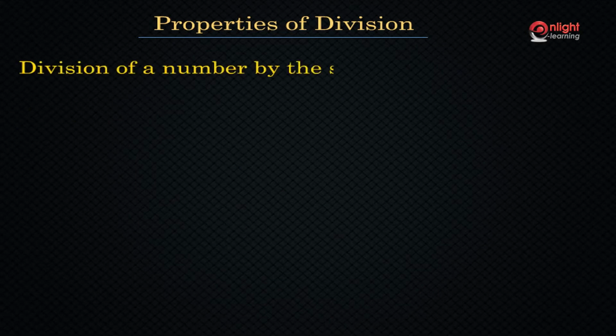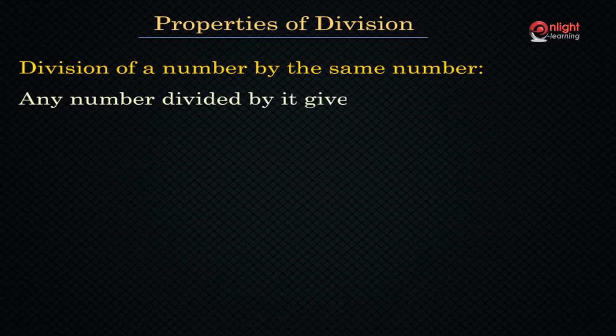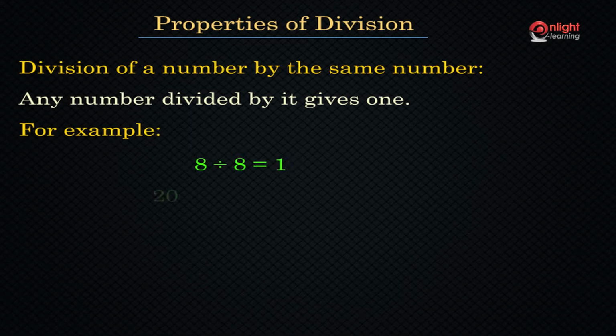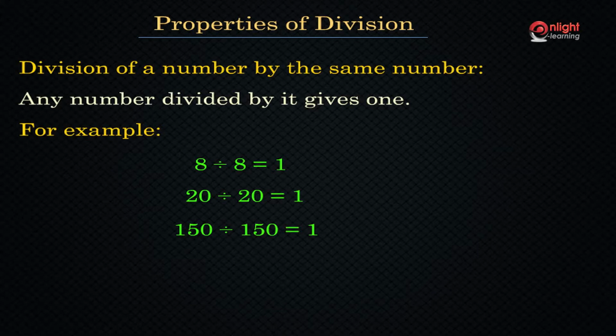Division of a number by the same number. Any number divided by itself gives 1. For example, 8 ÷ 8 = 1. 20 ÷ 20 = 1. 150 ÷ 150 = 1.